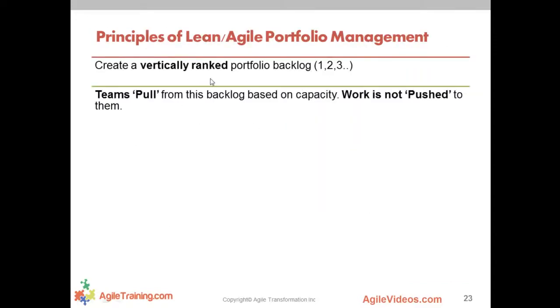So let's just recap some of this. We need to create vertically ranked portfolio backlogs, 1, 2, 3, 4, 5. Get away from the high, medium, low, because everything becomes high, right? It's just, what's your top 10? Tell me about number 1, 2, 3, 4 at this moment. And it's okay if you want to change them. We just need to know what they are. We need clarity. Teams pull from this backlog based on capacity. Work is not pushed to them.